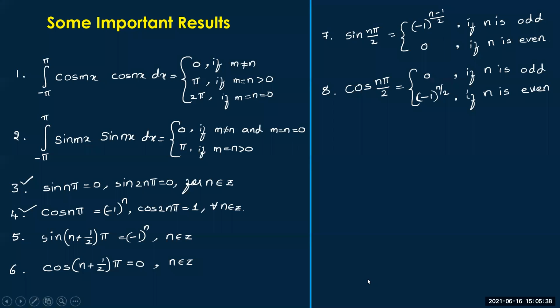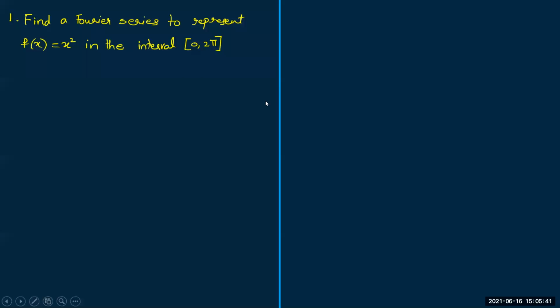Now let me move on to a question. Let's take this question. Try to finish it quickly. Find the Fourier series to represent f of x is equals to x square in the interval 0 comma 2 pi. The function you are given here is x square. I'm just trying to represent x square as an infinite sum of sinusoidal functions. That's what the Fourier series is.